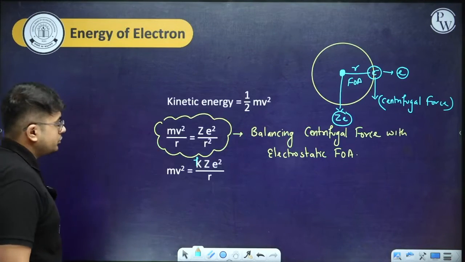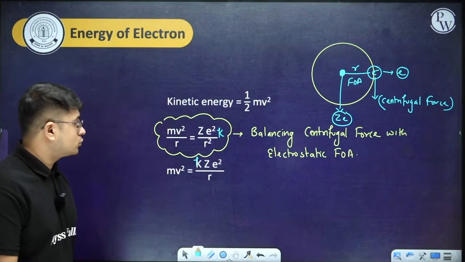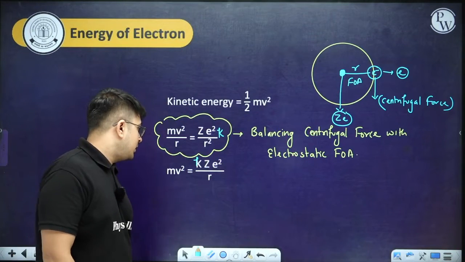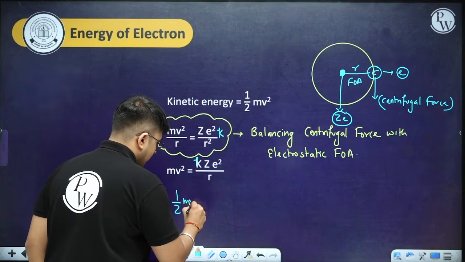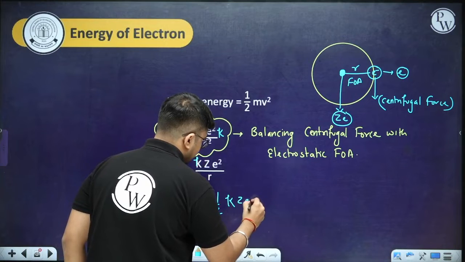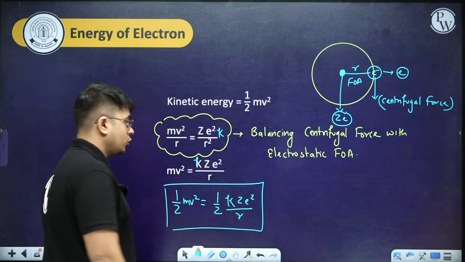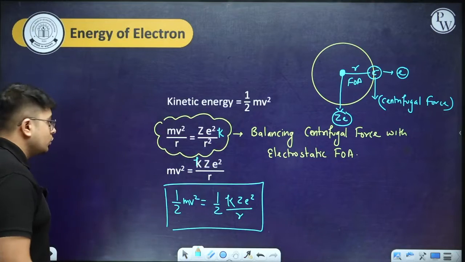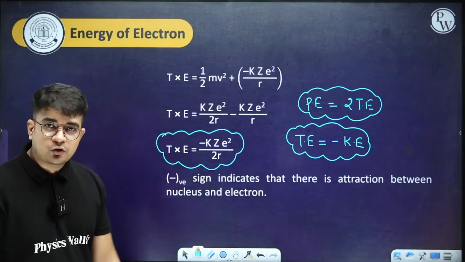By this simple equation, I guess k is missing in this particular case: kZe square over r square. So from this, you can say that mv square is equal to, and half mv square will be equal to half of kZe square over r. Now this is the only requirement, and this is the final value. We know each and every value, and that's how you can solve the entire part.